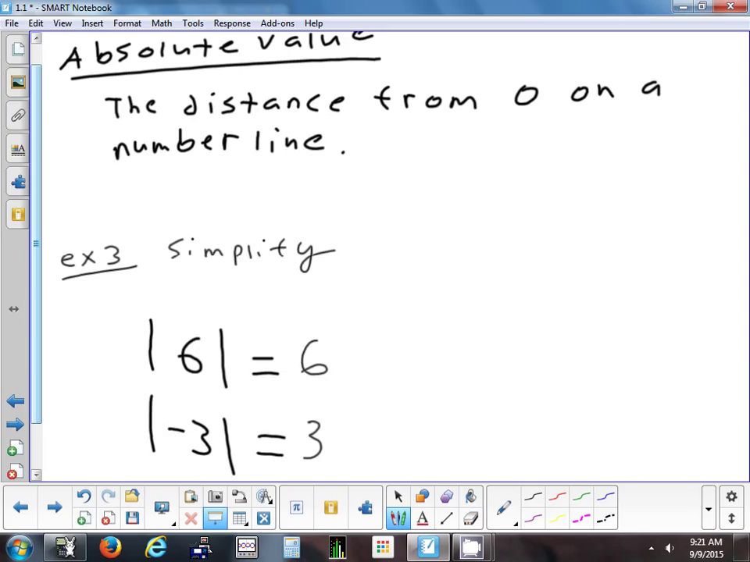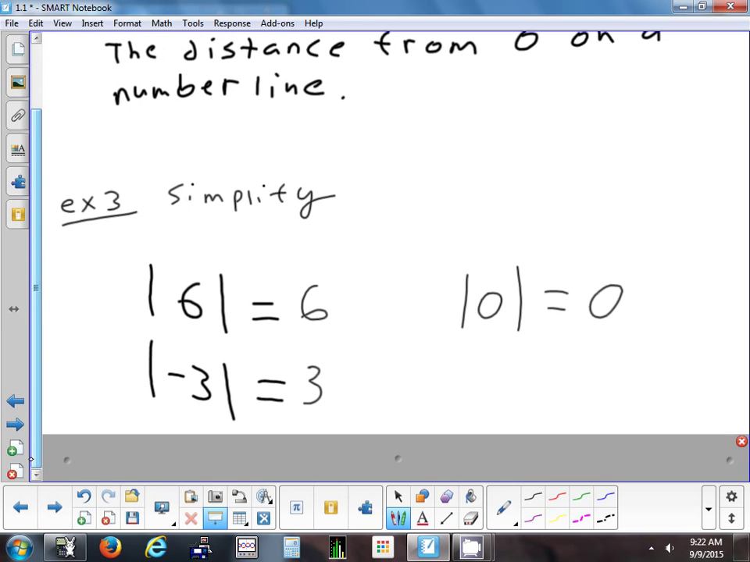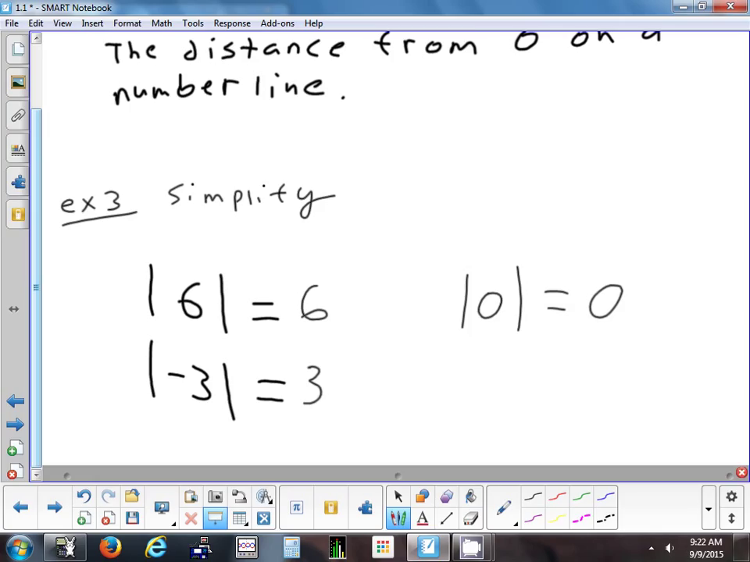Okay. The only number that you get that's not positive when you do absolute value is that one. Absolute value of 0 is just 0. And we said 0 is not positive or negative. So any question on absolute value?